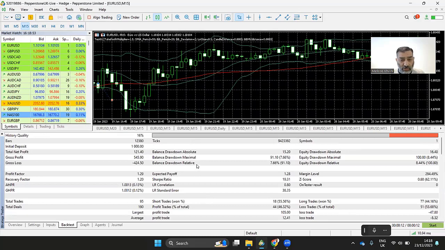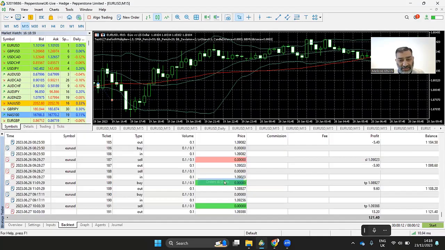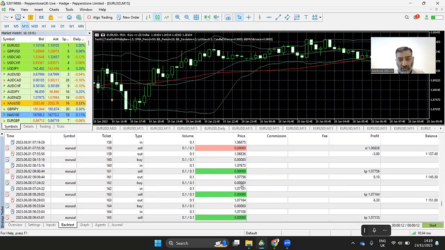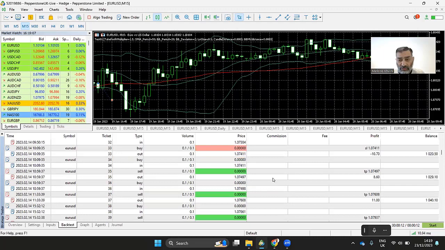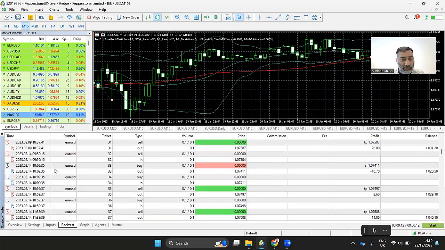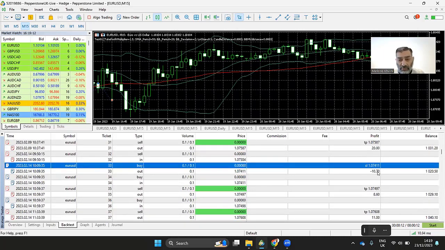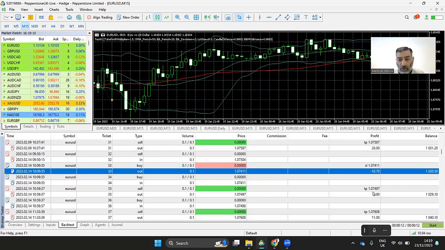And the other thing I want to show you: if you right click here and click on either deals or orders, then you can exactly see all the trades that have been placed as a result of this trading robot. And you can exactly see the time and the day when it happened, and how much profit or loss happened against that trade. The stop loss is here.